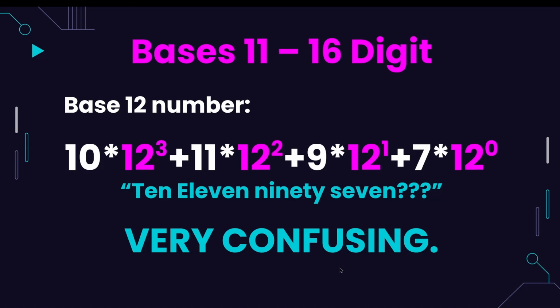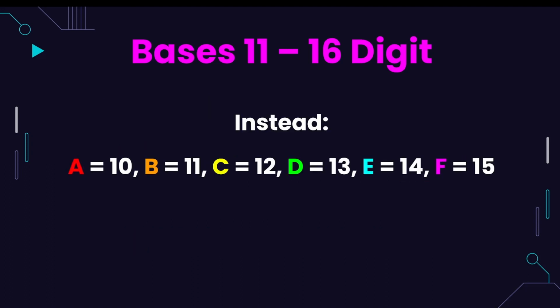So since this is very confusing, people came up with a very simple method, which is just replace every digit from 10 with alphabets in alphabetical order. So 10 would be replaced by A, 11 would be replaced by B, and so forth and so forth.